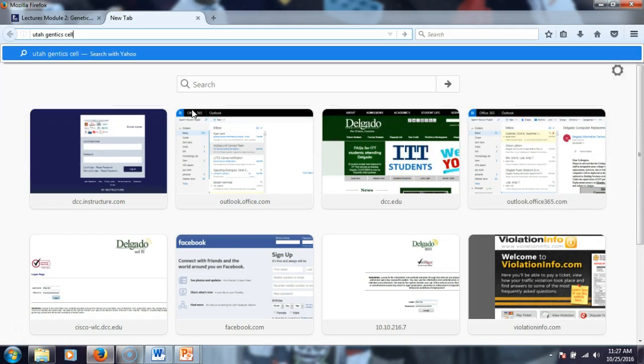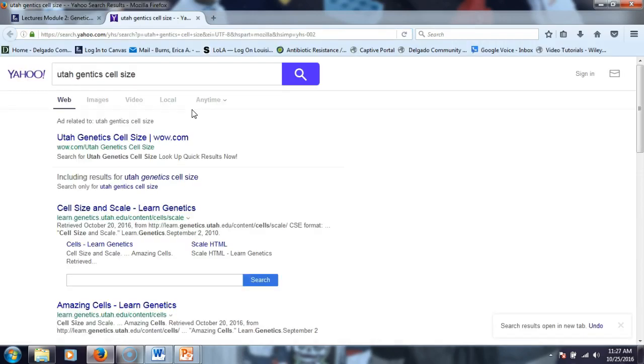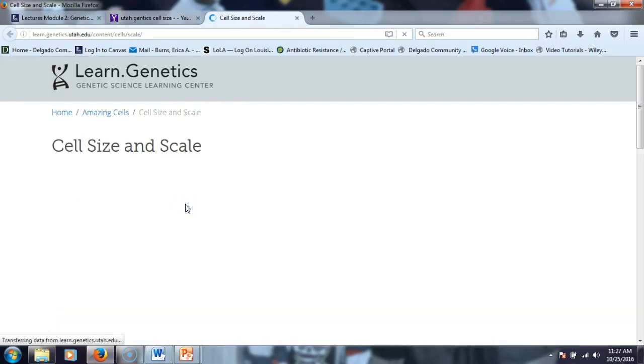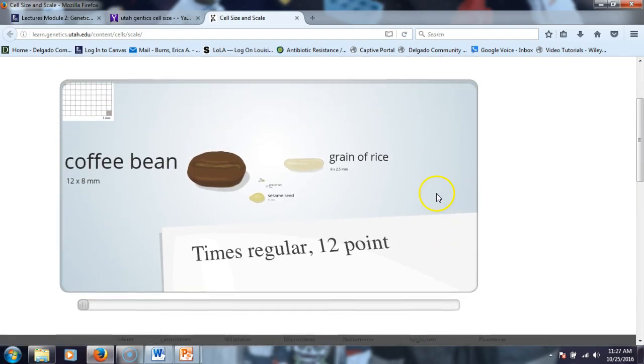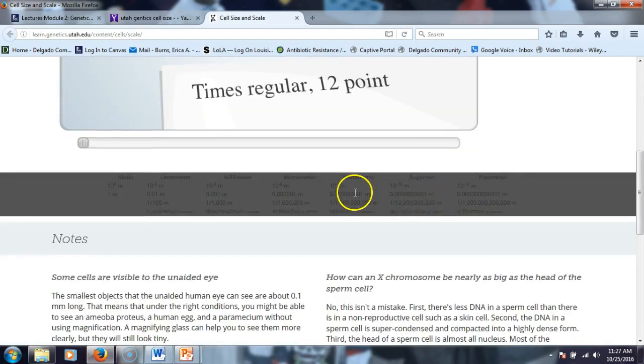Genetics, cell size. Watch it not be Utah, watch it be another state. It's actually their genetics website. Yes, Learn Genetics. A student showed this to me. This is really cool. So if you're in my micro class, you've already seen this because I've been using it for a couple of years now since I found it. But here it's grayed out. That's not cool. Why do they have it grayed out?